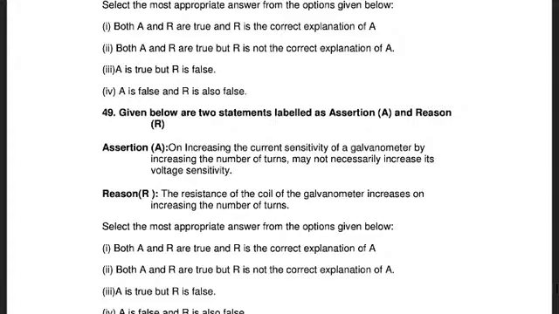The answer is option 1. Both A and R are true, and R is the correct explanation of A.